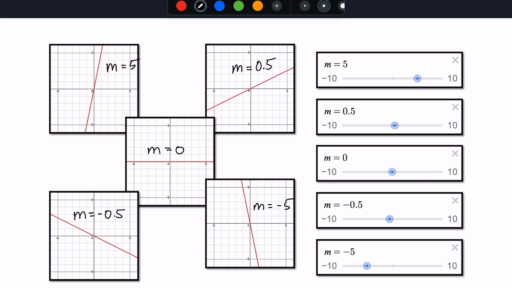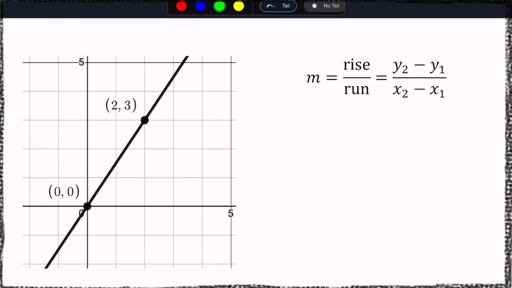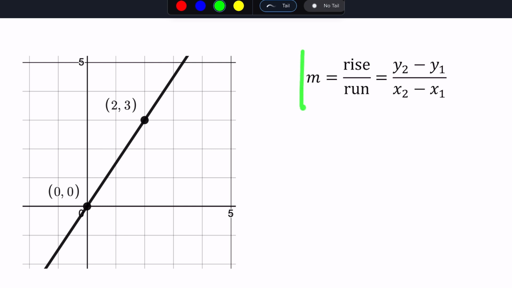M equals 0. Now we can calculate the slope from 2 points on the line by using the formula m equals rise over run. Rise is the change in the y-coordinate, and run is the change in the x-coordinate. In this example, we can call the point 0, 0, point 1, and the point 2, 3, point 2.